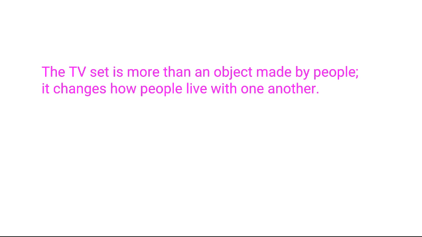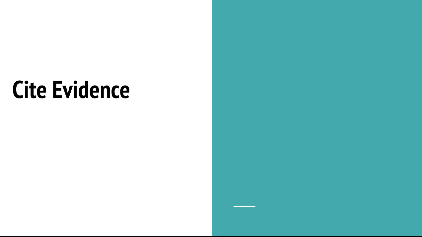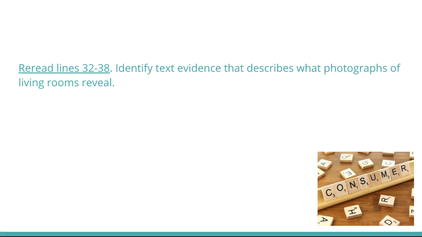The TV set is more than an object made by people. It changes how people live with one another. As we follow the evidence, we find the paragraph running from lines 32 through 49 telling about living spaces that include TV sets. Reread lines 32 through 38.